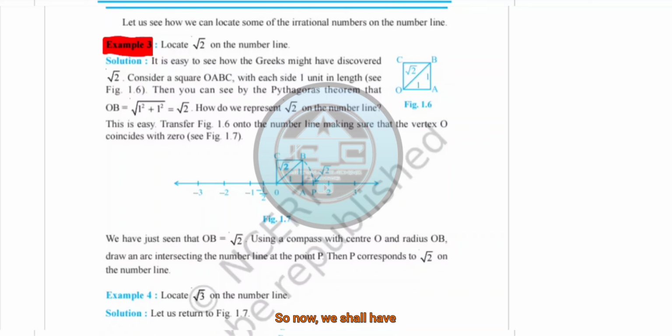So now we shall have the representation of an irrational number on the number line, like root 2, right? Let's have it.